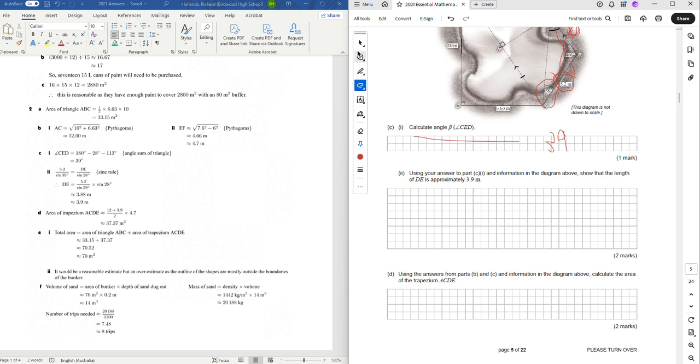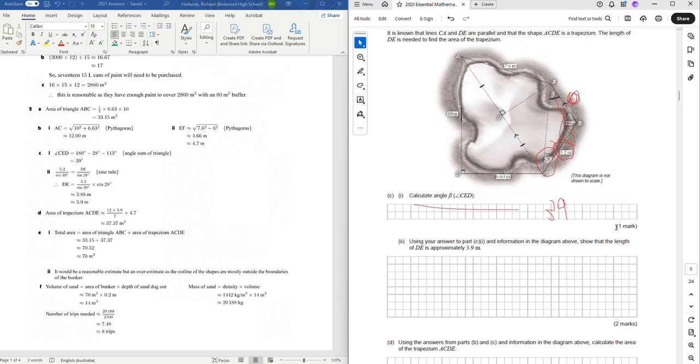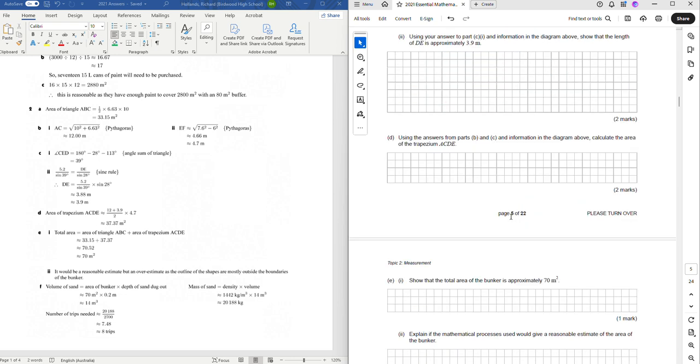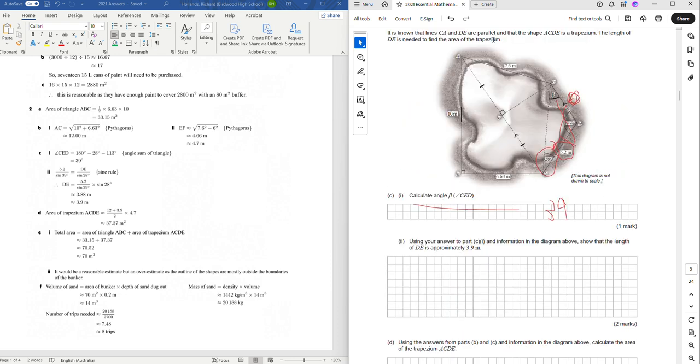Using the answers from B and C and the information in the diagram above, calculate the area of the trapezium. So we've got this trapezium here, it wants us to calculate it. The area of a trapezium is 12, which is this distance here, plus 3.9, this distance here, over 2, times by the height. As we've found out already, this height is 4.7, and that will give us 37.37 meters squared.